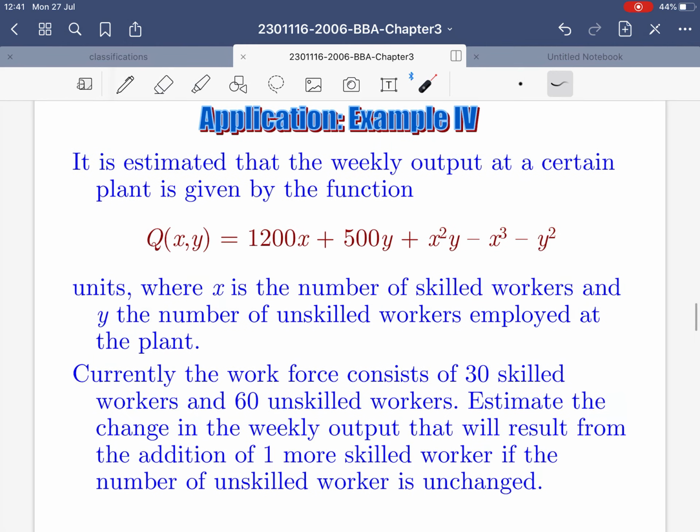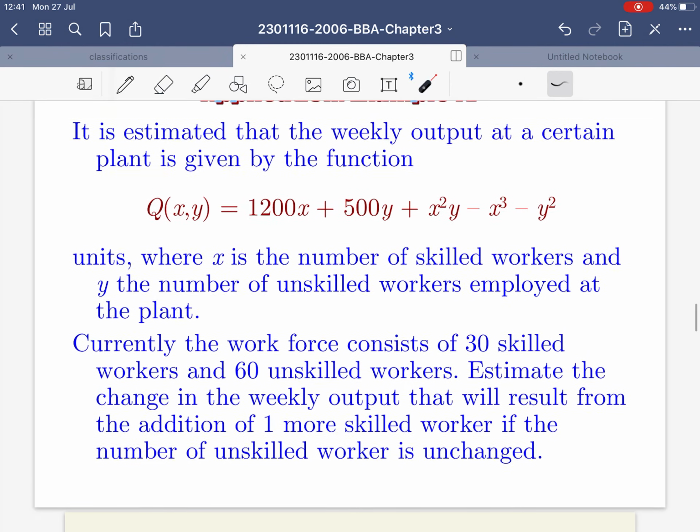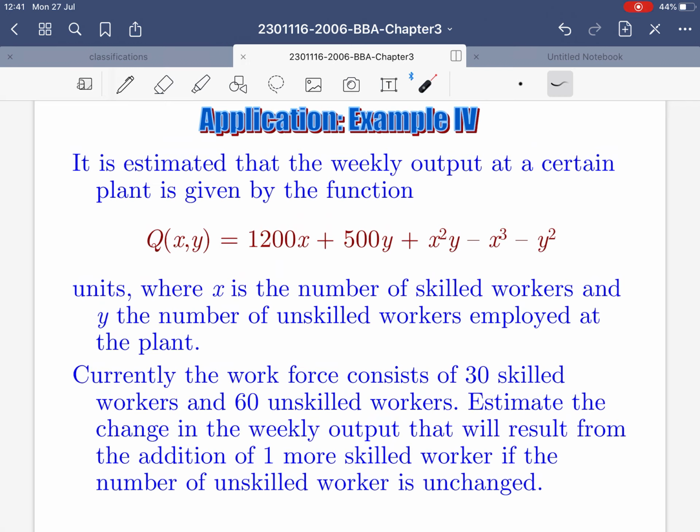Now let's look at this one. This one is another kind of example. They don't tell you exactly what they want. For example, they don't tell you directly that they want a marginal of something, but let's read. It says a weekly output. So this one is about the what? The production, right?